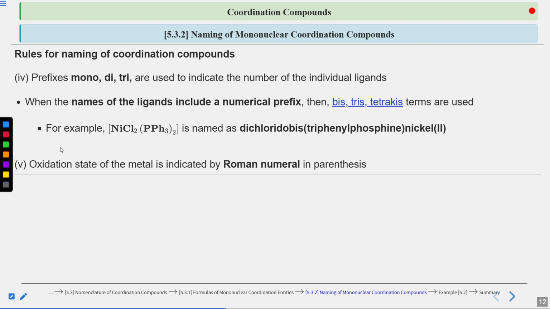The fifth rule while naming a coordination compound is that the oxidation state of the central metal atom is indicated by a Roman numeral in parentheses.